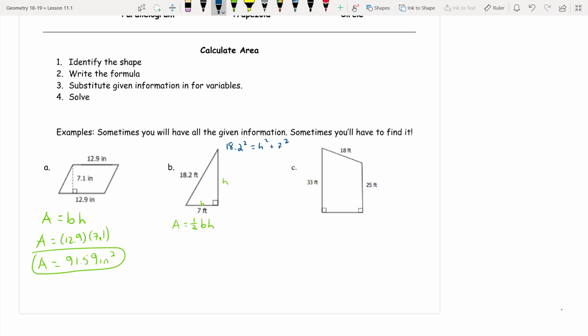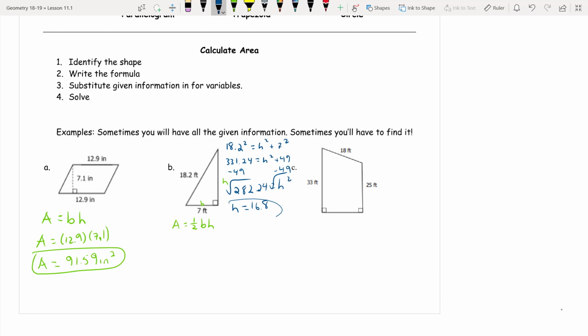So 18.2 squared is going to give me 331.24. And that equals h squared plus 49. So we're going to subtract 49. And I have 282.24 equals h squared. And when I take the square root of that, I'm going to end up with 16.8 for h.